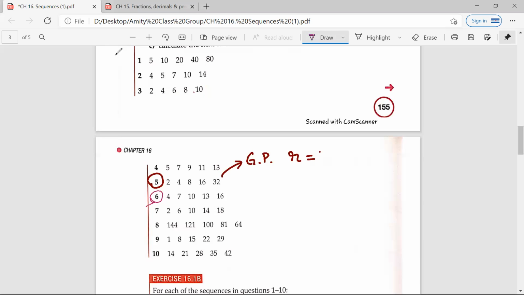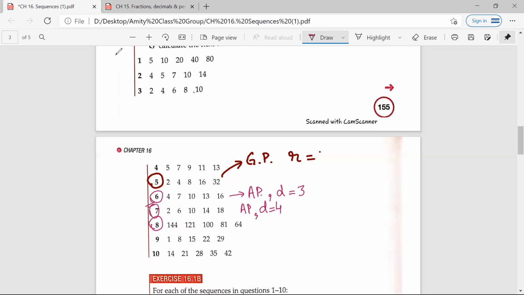Question number 6. Is it an AP or a GP? AP. And what is the common difference? 3. Shabash. Sanviji, question number 7. Question number 7 is an AP and the difference is 4. Shabash. Very nice.